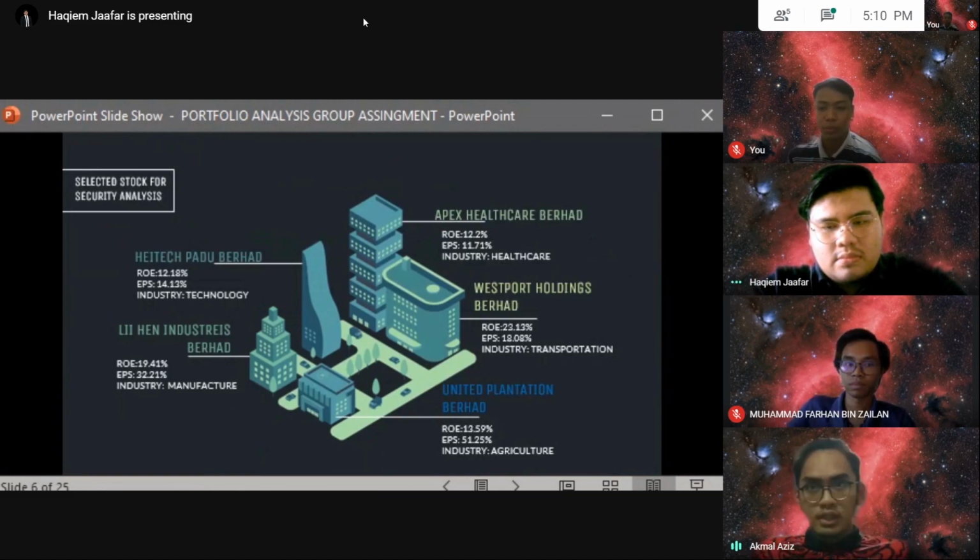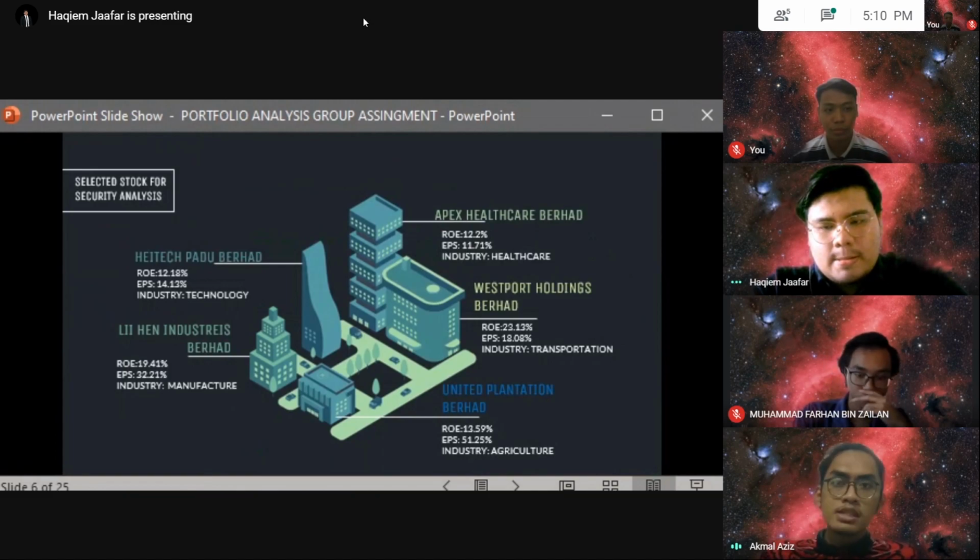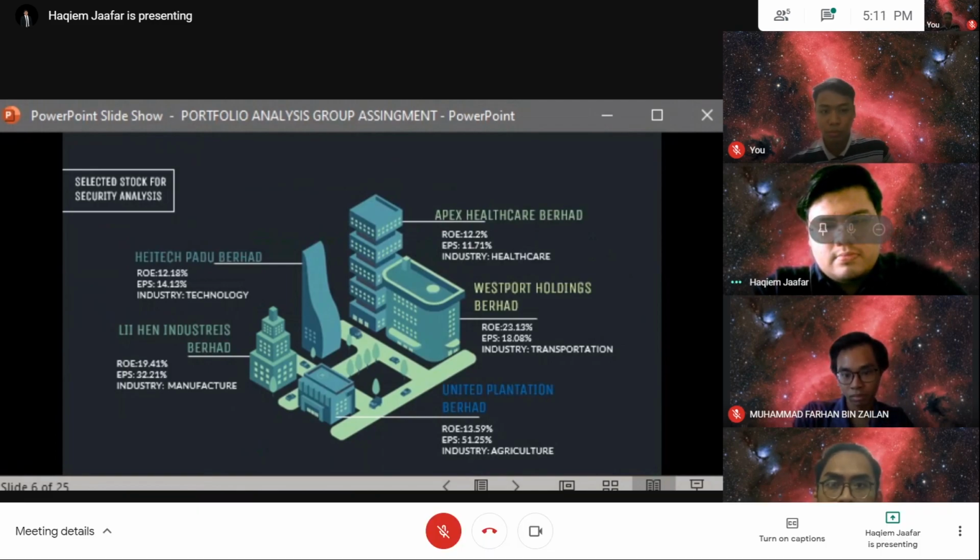The second is Apex Healthcare Berhad. The ROE is 12.2% and the EPS 11.71%. The company is in the healthcare industry. The third is Westport Holding Berhad. The ROE for Westport is 23.13% and the EPS 18.08%. The industry of Westport is transportation.